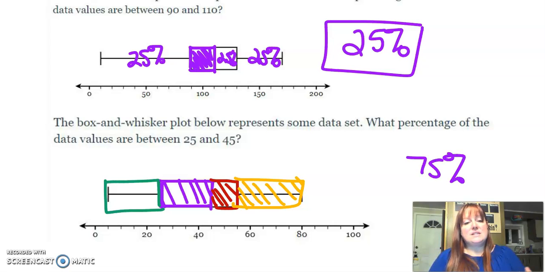You know, we could even ask the question, how much of our data is less than 80? Well, you would notice that all of our data is less than 80, so that's 100%. So again, you can just use this to interpret how much of your data falls in each distribution.